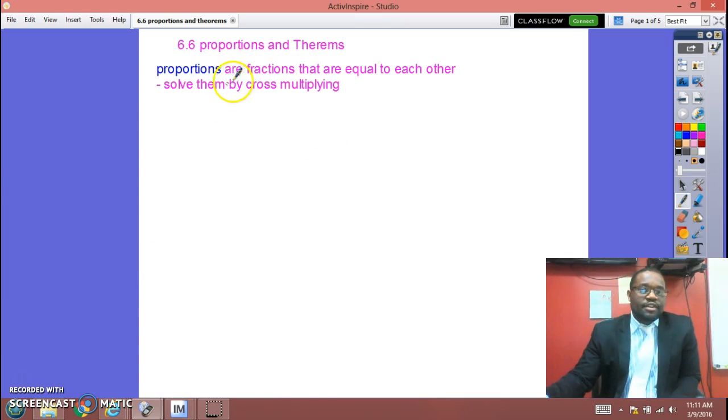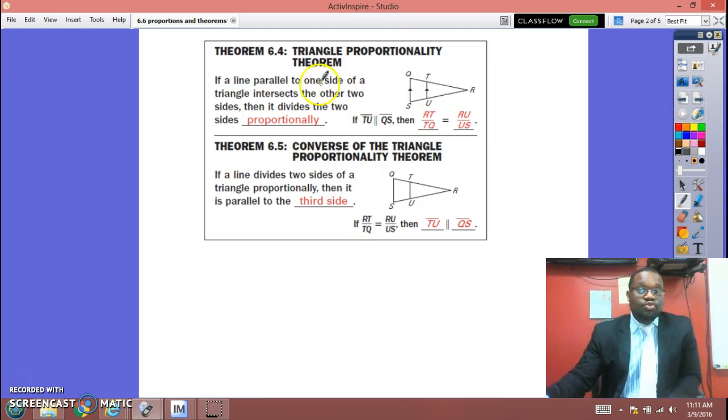This is just a reminder here that proportions are fractions that are equal to each other. We solve them by cross multiplying, basically a ratio equal to another ratio or a fraction equal to another fraction. And with that in mind, we go into these two new theorems.